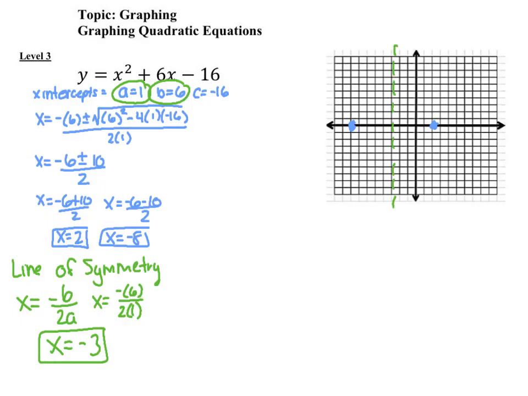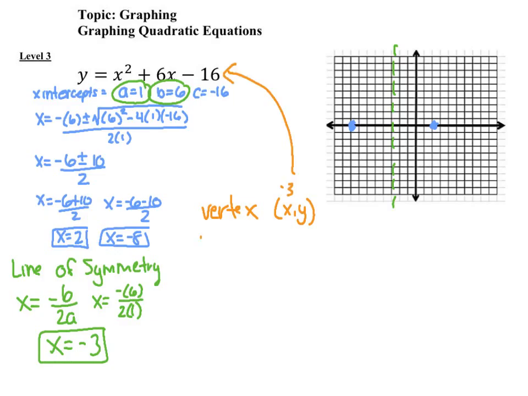The last thing I need to do is find the vertex. Keep in mind that the vertex is going to be a point. It's going to be x, comma, y. Well, I know my x value is negative 3. To find the y value, I'm going to take that negative 3 and plug it back into the equation.